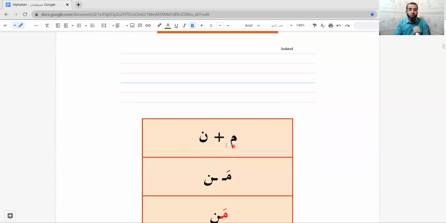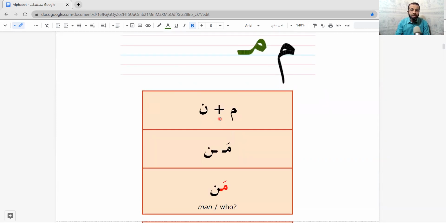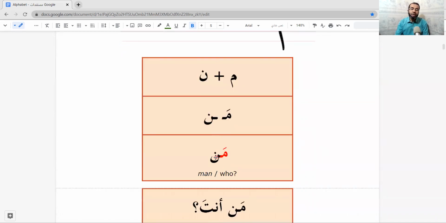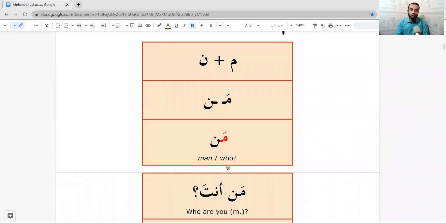Let's study this small word. It's composed of only two letters. The first is meme, and the second is noon. And meme here, as you see, has fatha. So we say ma, followed by na. So it will be man. Man means who.